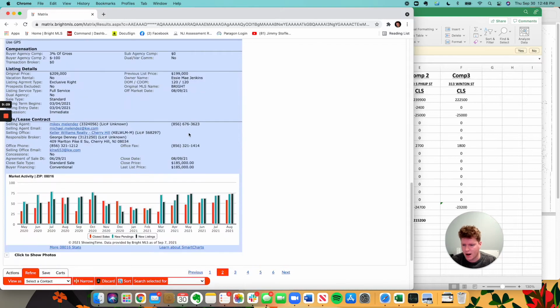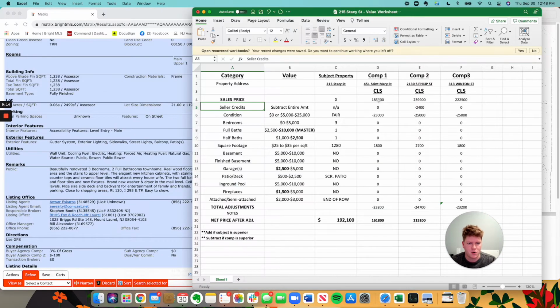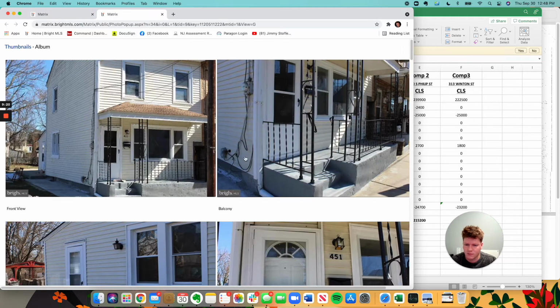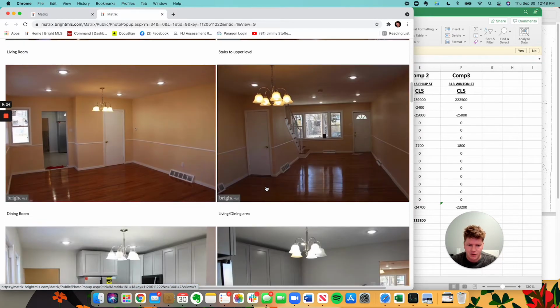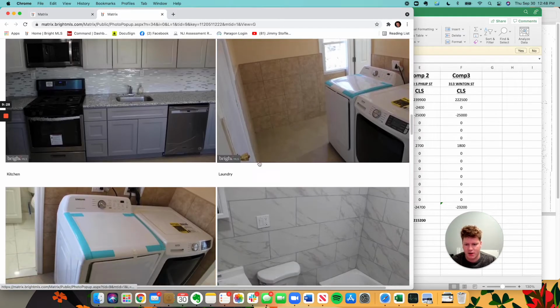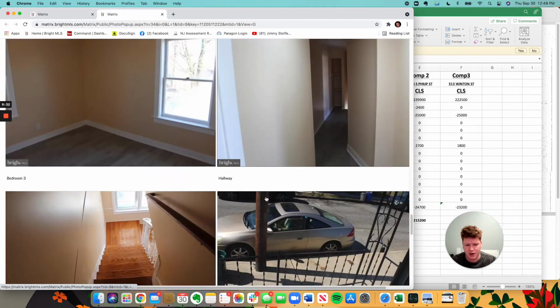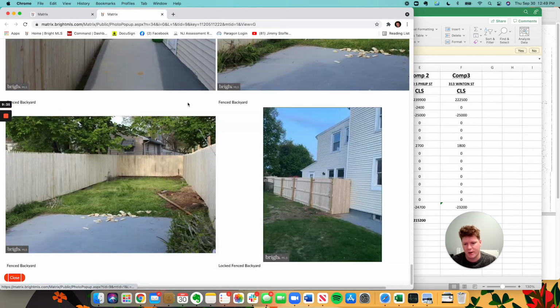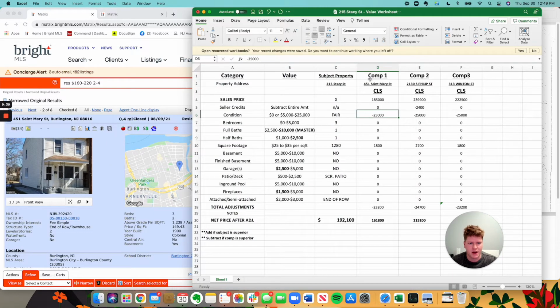So we scroll down to the bottom and we can see concessions. No. That's awesome. There were no concessions, so we can leave that as 0. Next, what's the condition of this one? All right, it looks like it has solid surface counters. It's in a little bit better condition than ours, so we have to take away some value from ours.